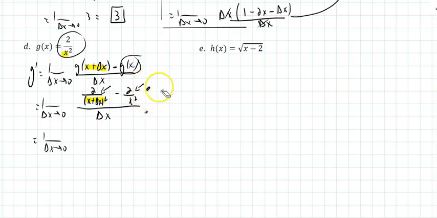You'll get 0 over 0 until you cancel that delta x out. This is a complex fraction. The quickest way to simplify a complex fraction is to find the LCD for the top and the bottom combined, and that will be (x plus delta x) squared times x squared. And if all the pieces have the same denominator, you could write this as a single fraction.